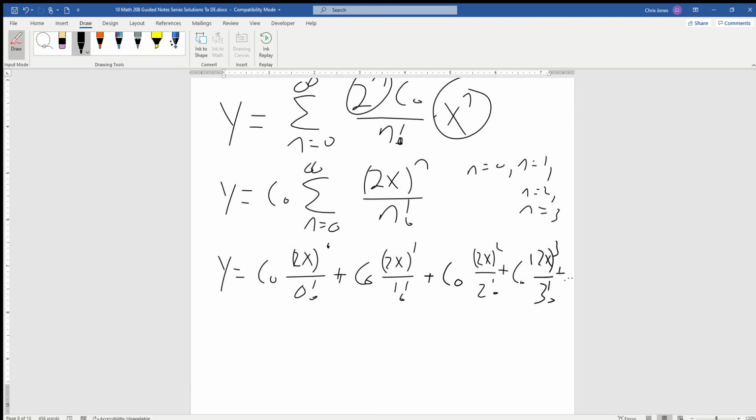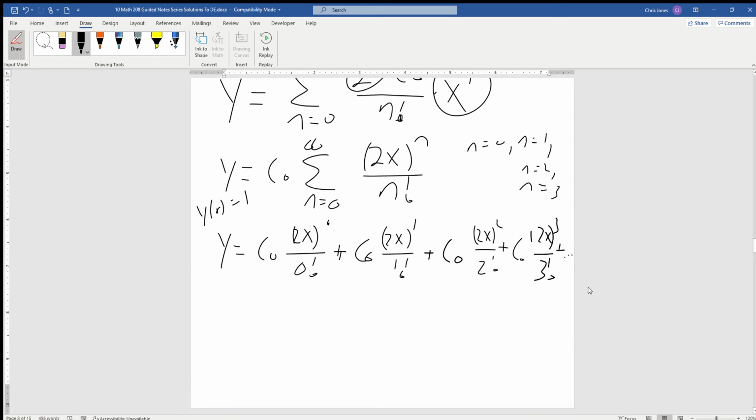Now remember the initial condition that we had, y at 0 is equal to 1. So all we're going to do is substitute 0 back in for each of the x's. Now we can simplify this, by the way. So y equals c0 plus c0 times 2x plus c0 times 2x squared plus, this is going to be 8 over 6, so that's 4/3 c0 x cubed, etc.